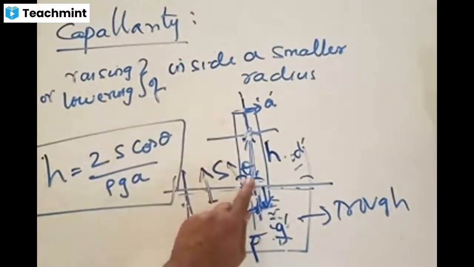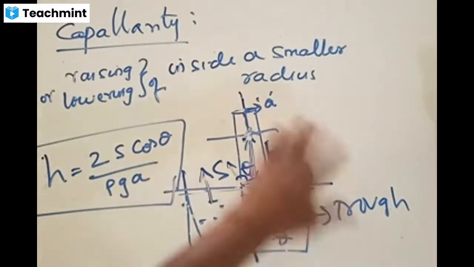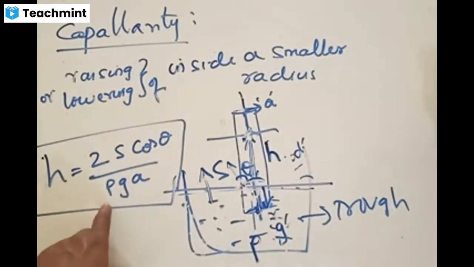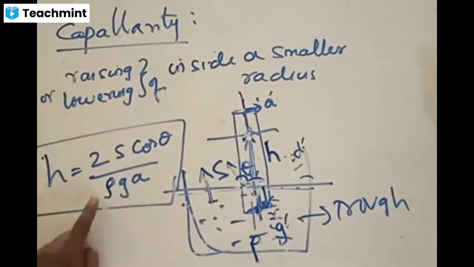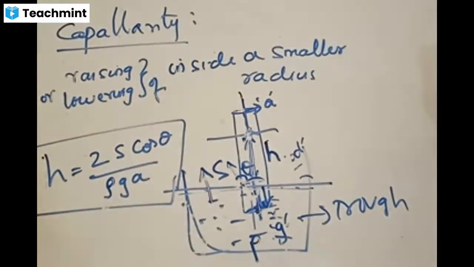At the point of contact, you are going to get an angle. That is called the angle of contact. Also, g always acts in the downward direction. Now, theta is the angle of contact, S is surface tension, rho is the density of the fluid, g is acceleration due to gravity, that is 9.8 always, and A is the radius. Depending on these factors, you can now determine the height.